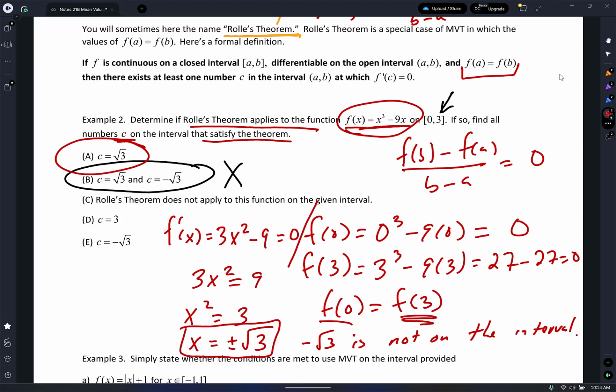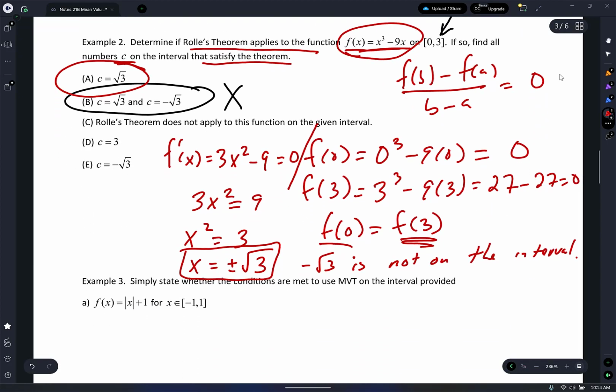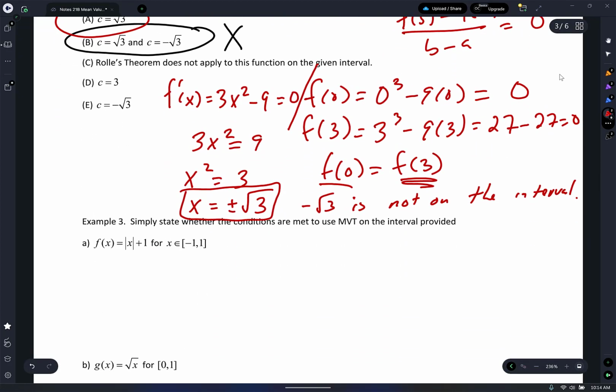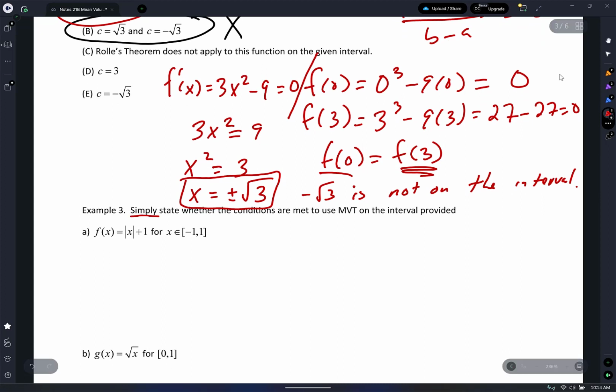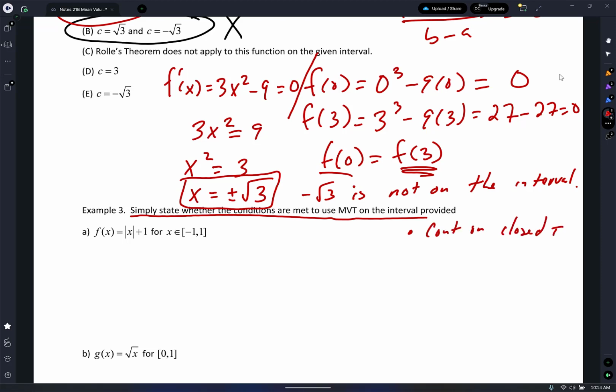How do we feel? Okay. Here we go. We're going to go slow. We don't care right now. I just want to know if the conditions are met. What are the conditions again? Let me say it again. The conditions are continuous on closed interval and differentiable on open interval. And don't be a robot.